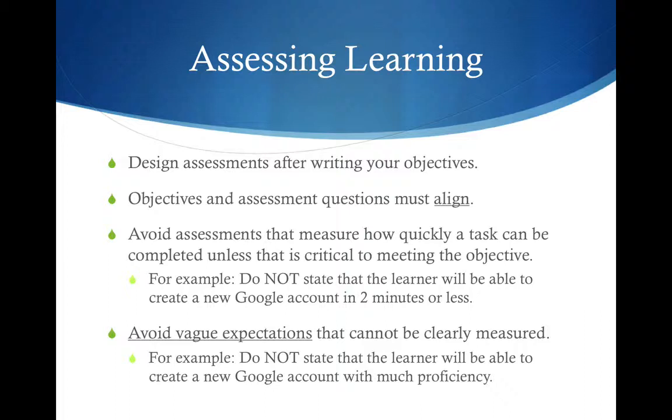You also don't want to use very vague things like with much proficiency. So don't state that a learner will be able to create a new Google account with much proficiency, because who states what proficiency is? Again, a better way to state that would be the learner will be able to create a new Google account without input from the instructor, or will be able to create a new Google account given a fresh install of Windows or given Firefox and an internet connection. So try to be specific, but not so specific as you're actually giving how quickly someone could do the task. Okay? Those are just a couple things to avoid.